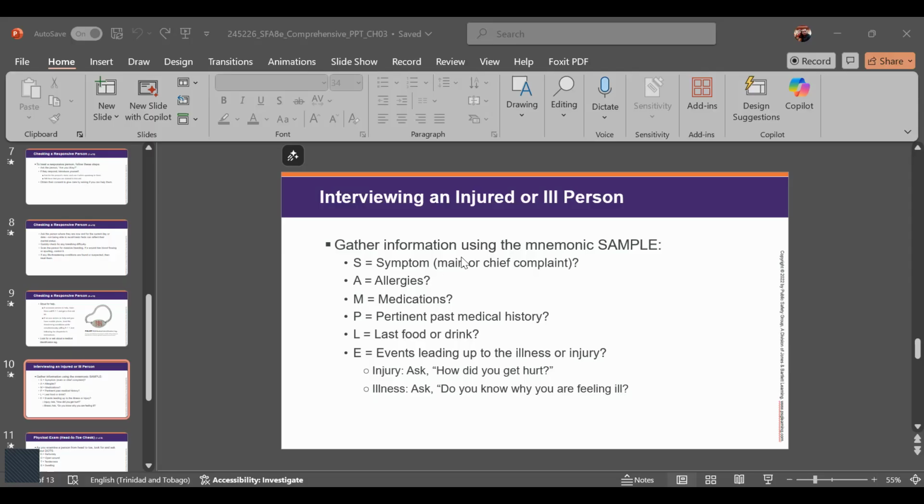Even if you're taking some herbal medication, it's important to know. Okay? P, pertinent past medical history. Do you suffer with any medical condition? We have the general ones, the asthma, diabetes, high blood pressure, but also any medical condition, okay? Anything you've been diagnosed with. What was your last food or drink? When last you had something to eat or drink?